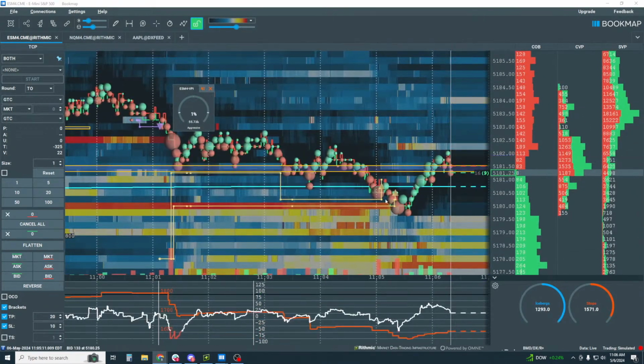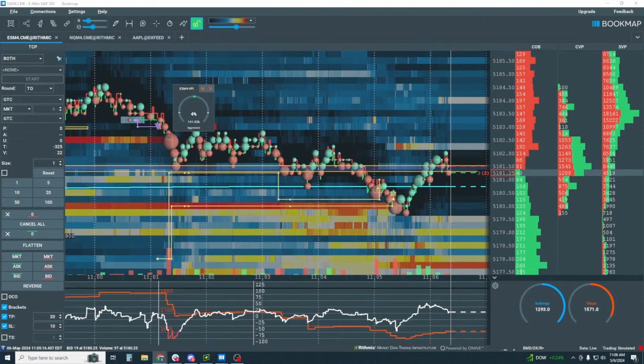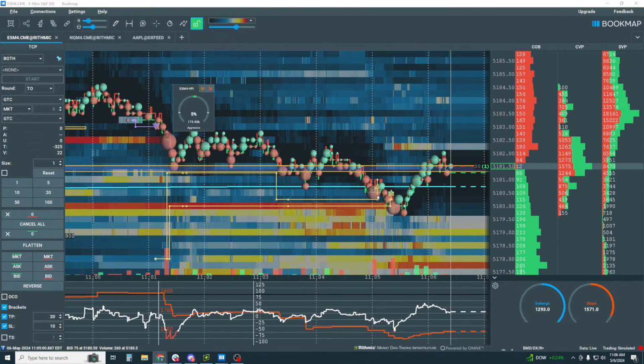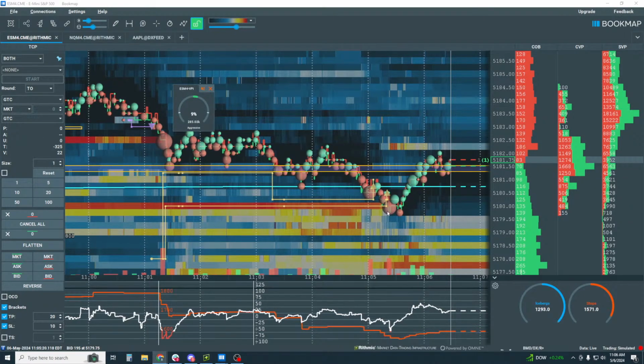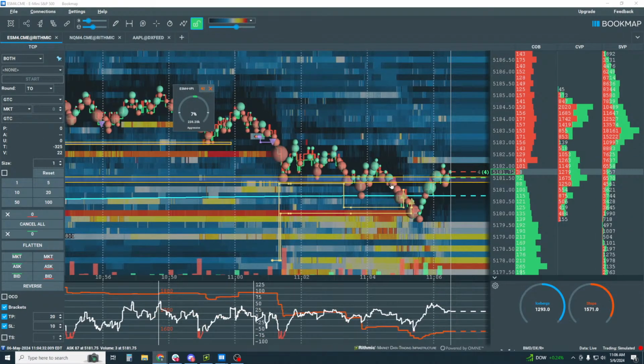Yeah, we would have been filled on both of them. So I lost about a point probably out of that by taking profit in front of that liquidity. I'm okay with that though.